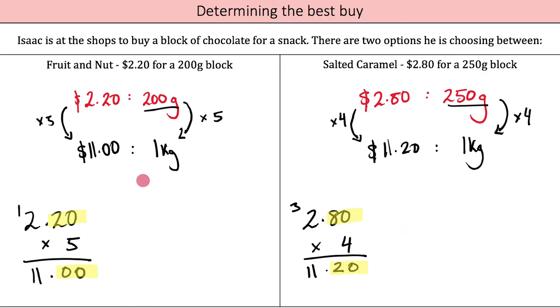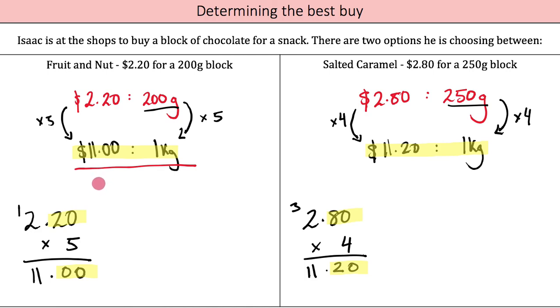All right, here's the big moment. Which is cheaper? For this one, I am spending, let me get the highlighter, $11 for 1 kilo. For here, I'm spending $11.20 for 1 kilo. So my fruit and nut is cheaper. It is cheaper because it's less than 20 cents. It's a 20-cent better deal.